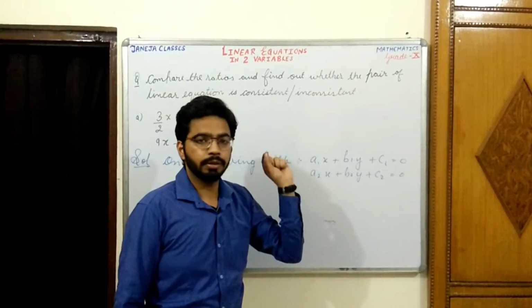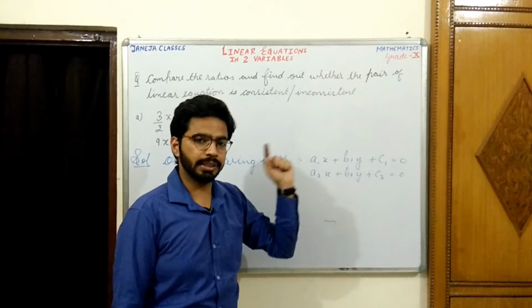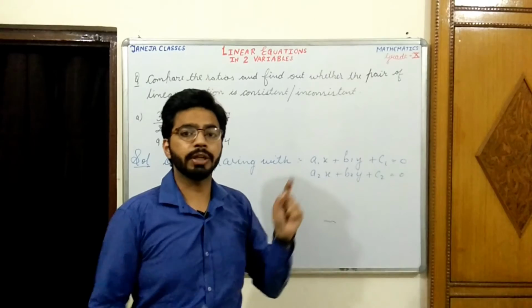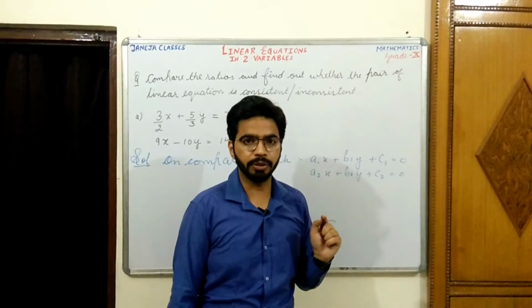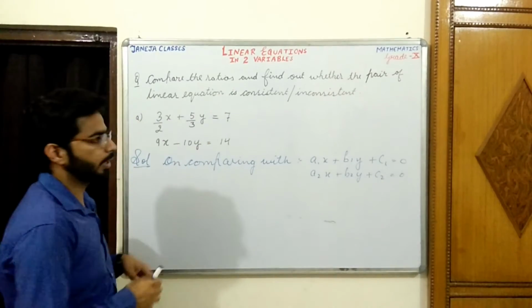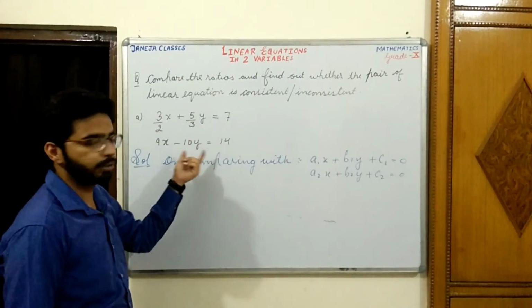These were the first, unique solution, and second, infinitely many solutions. In unique solution the lines were intersecting, and in infinitely many solutions they were coincident lines. Now see, let us check this. See, this is our question.